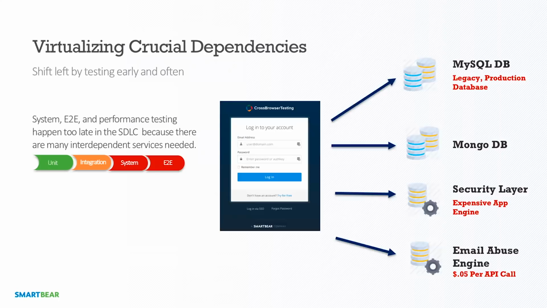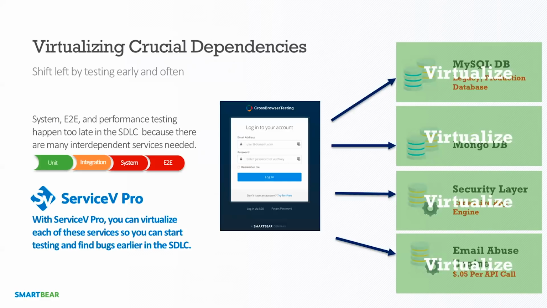So all these would need to be live. They need to be actually running. And that can only happen at later stages in our development process. But if we virtualize all this, each of these services can be ready to go and you can test them earlier in the process. So all 4 of these we can easily virtualize with Service V Pro, which is our virtualization tool we'll be looking at today. We'll be actually seeing the insides of it.